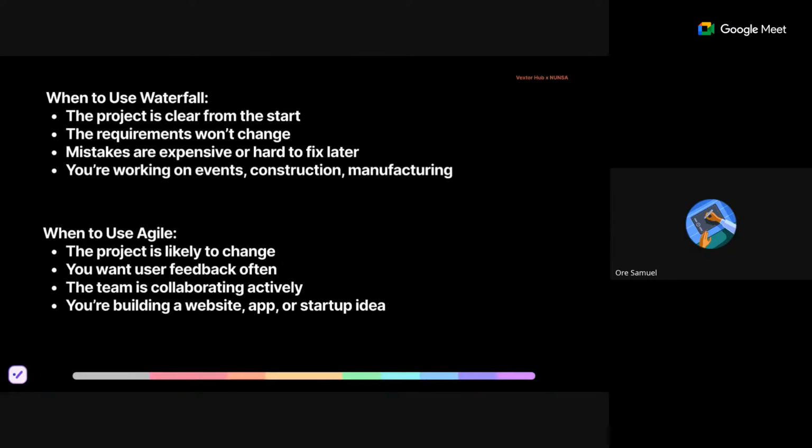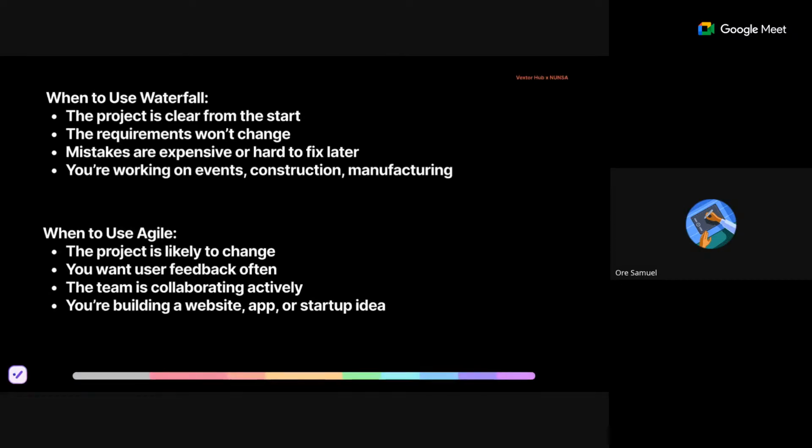You know, it will be very, very crazy for me to start changing every single thing, right? Going from, for example, the music, the decorations, the food, every single thing. It will be very, very difficult and expensive to make all those changes, right? So this is when it's best to use waterfall, for events, for construction, for manufacturing. So at the very first stage, make sure every single detail, everything about the project is clear from the start, because anything after that will be so expensive to change, right?